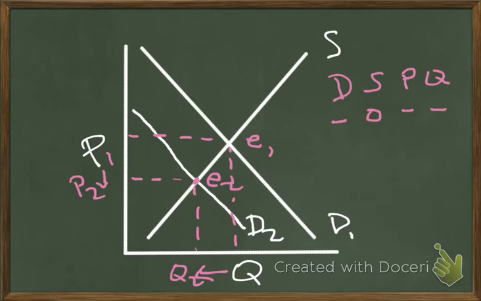So only the 7 factors of demand can actually shift the demand curve.